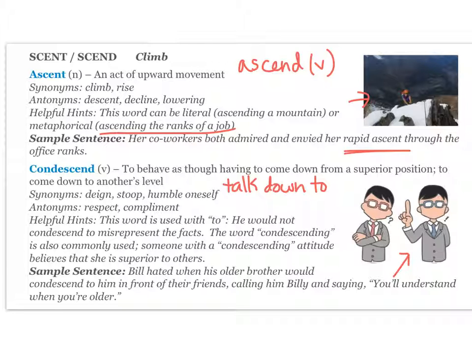If you look in the helpful hints, someone with a condescending attitude is someone who's talking down to people. So that's a really good word to know as well, that condescending is the adjective. And the sample sentence is talking about Bill, who is an older brother who condescends to him. Older siblings are often condescending towards their younger siblings because they think that they know more than they do.